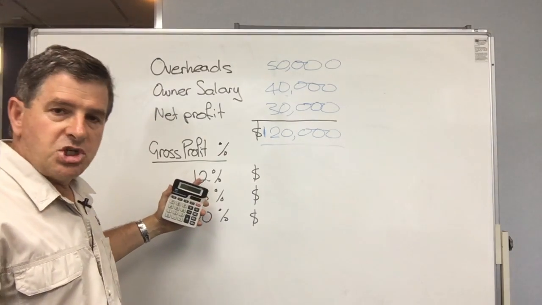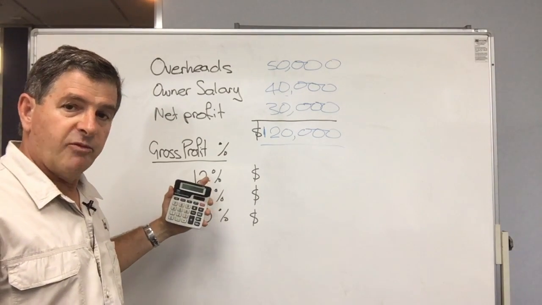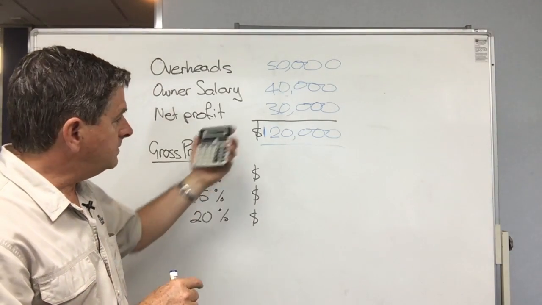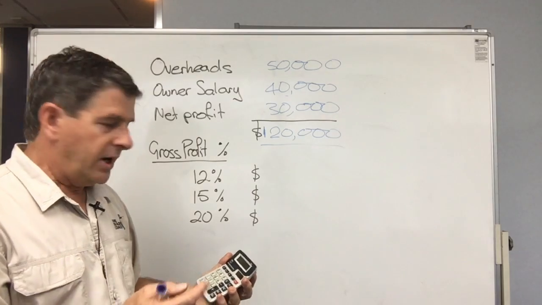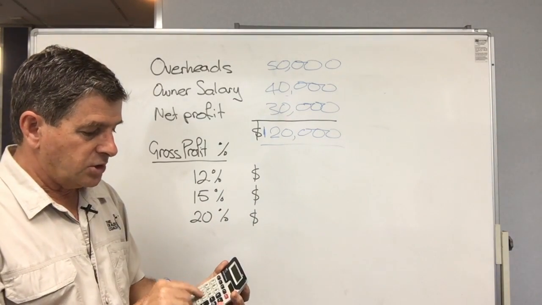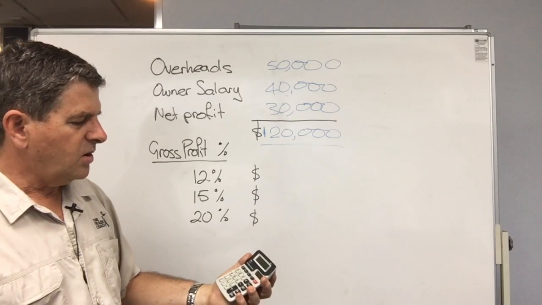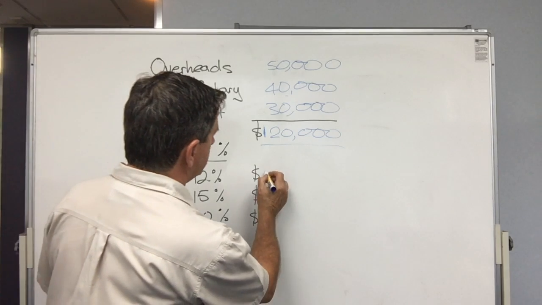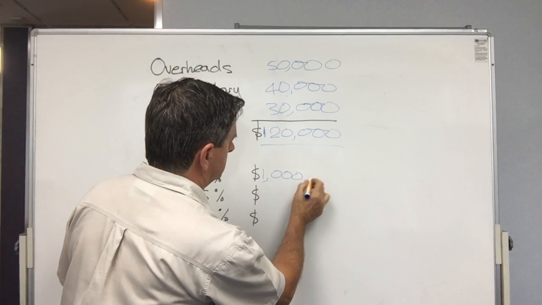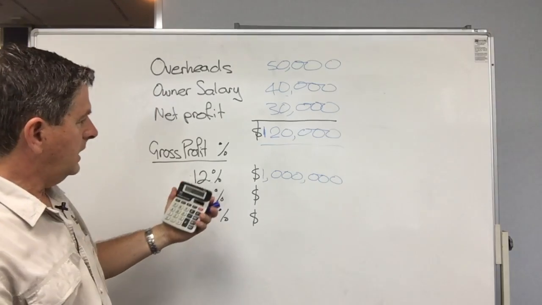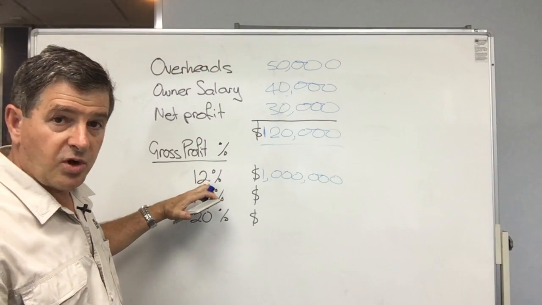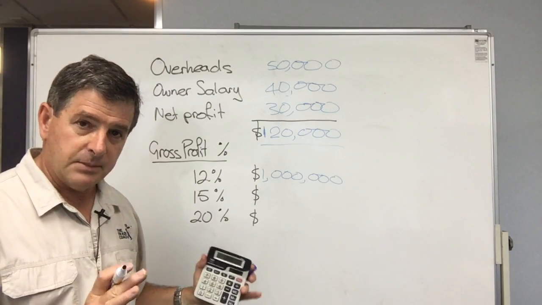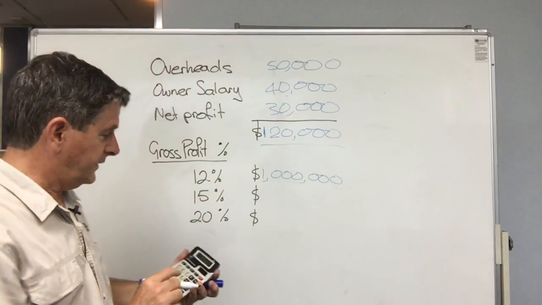So if you were achieving on average a 12% gross profit rate in your business, what you do is you take $120,000 and you divide that by the decimal of that, which is 0.12. So that means you need to do $1 million worth of revenue at 12% gross profit on average to achieve $120,000 gross profit. Okay, make sense? Don't believe me? Get a calculator and figure it out.